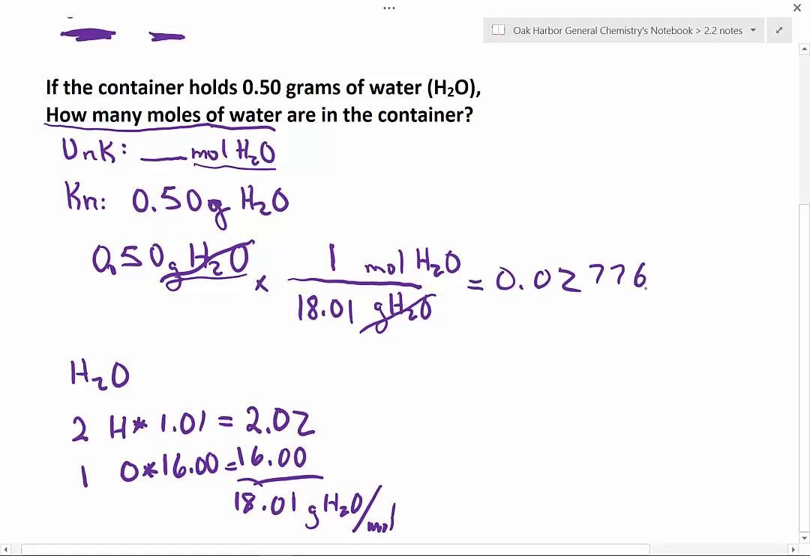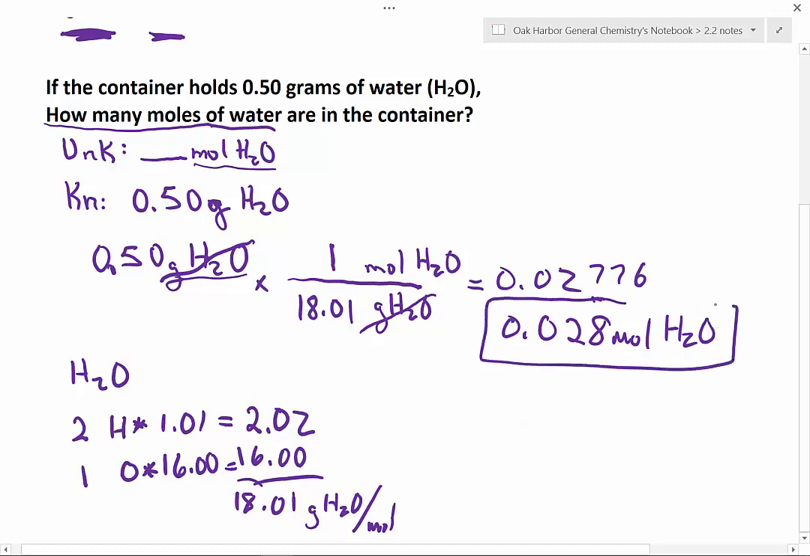0.02776. And I am going to round this to 2 sig figs, so I'm going to round it to this place right here, 0.028. And the unit that's left here is moles of water. So that is the answer to my question, how many moles of water are there in 0.5 grams of water?